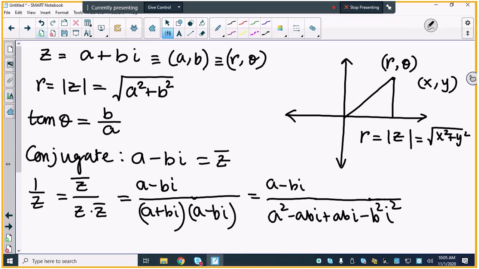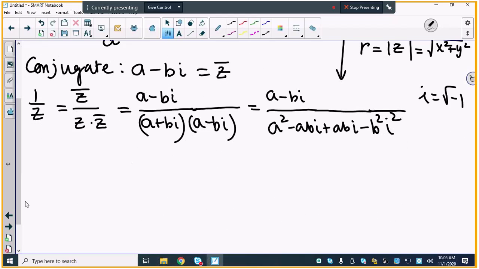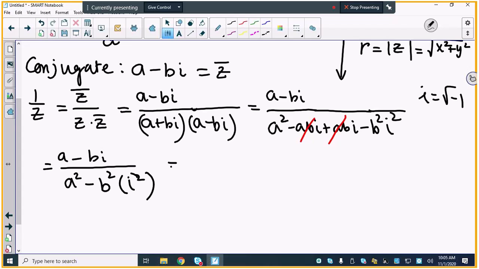But remember, i is the square root of -1. So when I do i squared, I get -1. So this is going to be a minus bi over a squared. The two intermediate terms will cancel each other because they are the same term and negative to each other. And then, as we have talked about, you're going to get minus b squared times i squared. And i squared is -1.